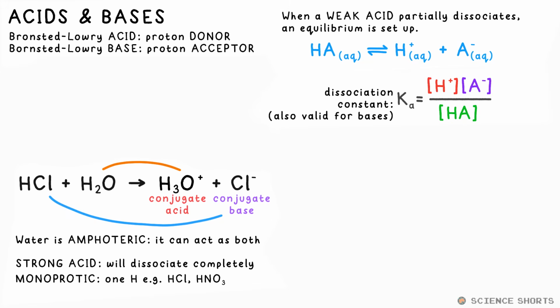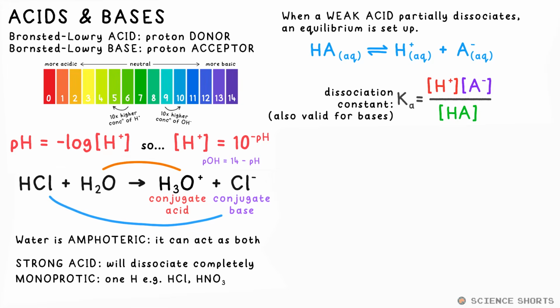Ka is a measure of how strong a weak acid is. It's equal to the product of the concentrations of the individual dissociated ions divided by the concentration of the acid not dissociated. Similarly, strong bases dissociate completely into their positive ions and OH- ions.